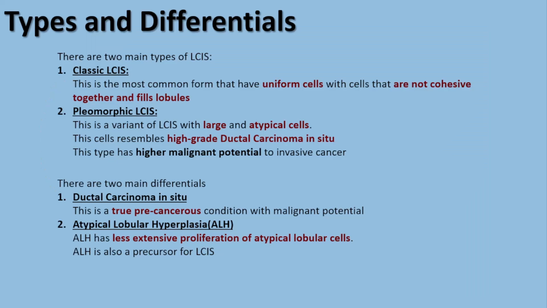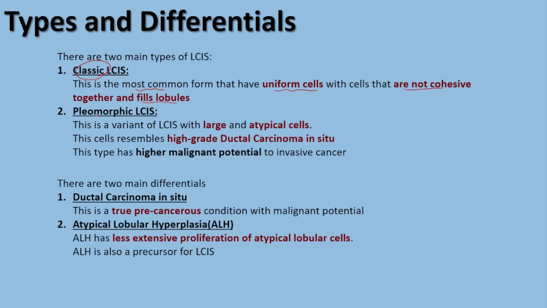So what are the types of lobular carcinoma in situ? We have two main types that you have to know for your board examination. The first type is the classical type, which is the most common type of lobular carcinoma in situ. In this case, you are going to see uniform cells that resemble each other. And these cells, because of the lack of cadherin, are not cohesive together, and they are filling the lobules, again because they do not have E-cadherin.